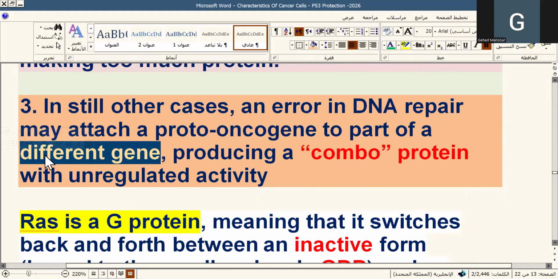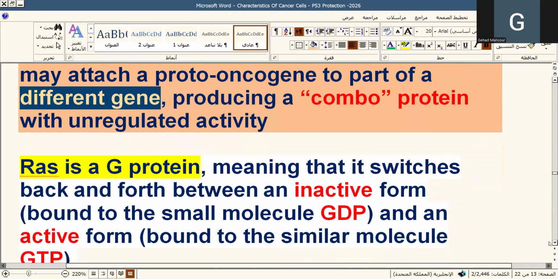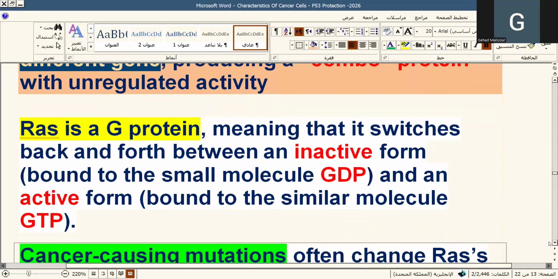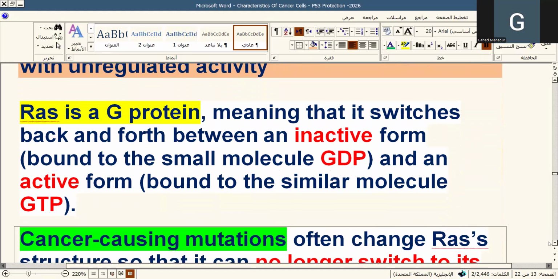And therefore, we will have a bigger gene, a proto-oncogene that was erroneously attached to a neighboring sequence, resulting in a bigger gene that we call a combo gene or a combo protein. And needless to say, of course, this combo protein will be translated into an abnormal protein.